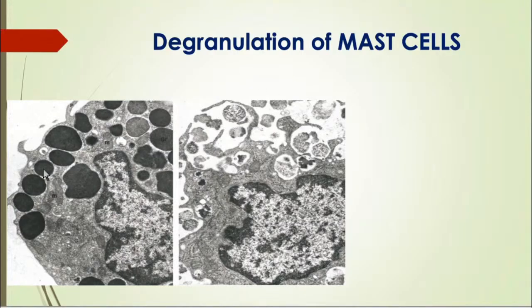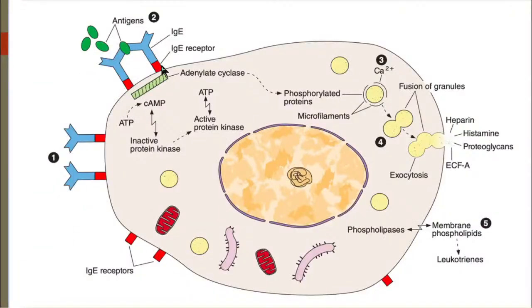So this is a mast cell not degranulated, this is during degranulation. And during the junction with immunoglobulin E, antigens like allergens can initiate, through the adenylate cyclase reaction, the degranulation via the activities of calcium ions. And these granules release heparin, histamine, proteoglycans, and factors of activities of eosinophils.